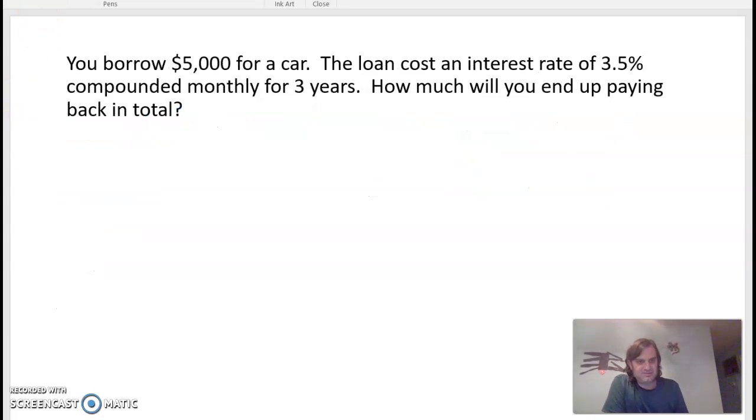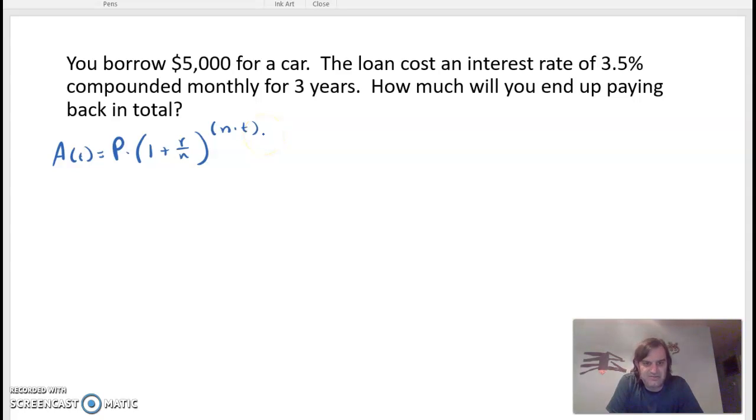So another one, I'm just going to go ahead and write down the formula here. A of t equals P times 1 plus r over n raised to the n times t. So the question is, you borrow $5,000 for a car. The loan costs an interest rate of 3.5% compounded monthly for 3 years. How much will you end up paying back in total?